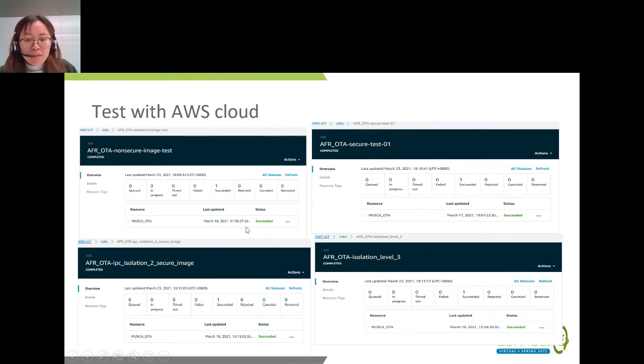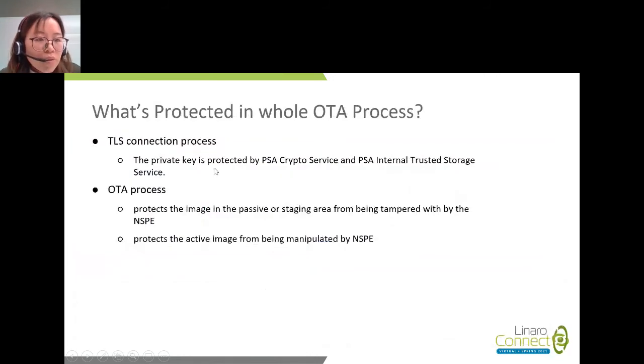So what is protected in the whole OTA process? Firstly, in the TLS connection process, the private key is protected by the PS crypto service and the PS internal trusted storage service. The data of the private key is not exposed to NASQL, and NASQL can only get the key handle to do the cryptographic operation based on this key.